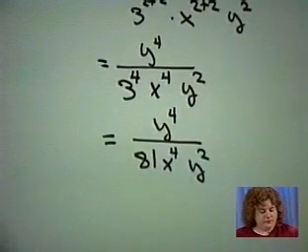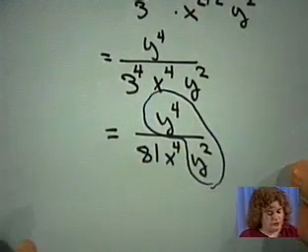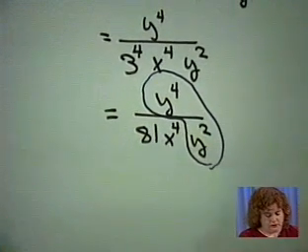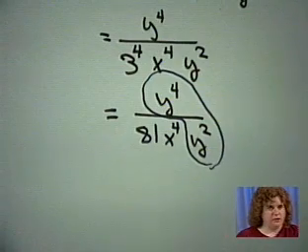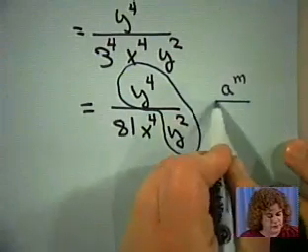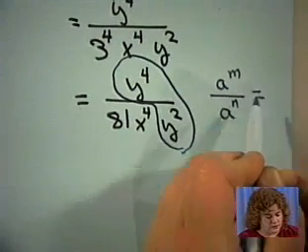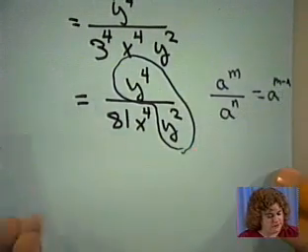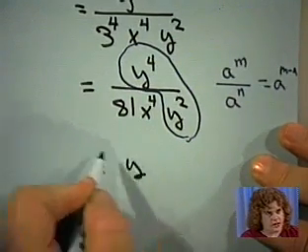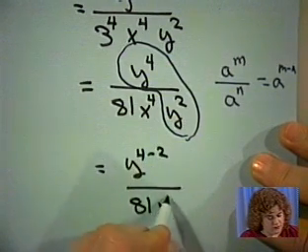Notice I have a y in the numerator, y to the 4th, and a y squared in the denominator. This is an opportunity for using the quotient rule. And so we'll do that. The quotient rule tells us if we have a base raised to a power in the numerator, same base raised to a power in the denominator, we're going to subtract their exponents. So what we'll have is y raised to the power 4 minus 2 over 81 x to the 4th.